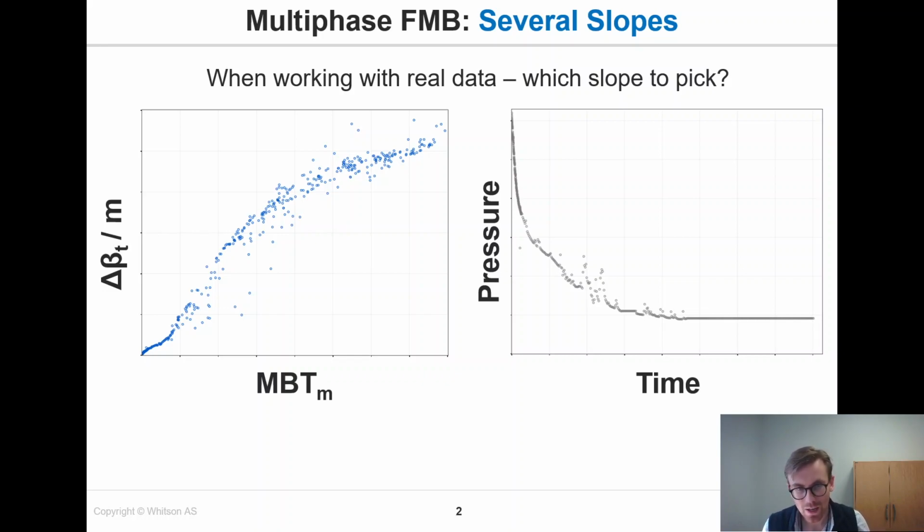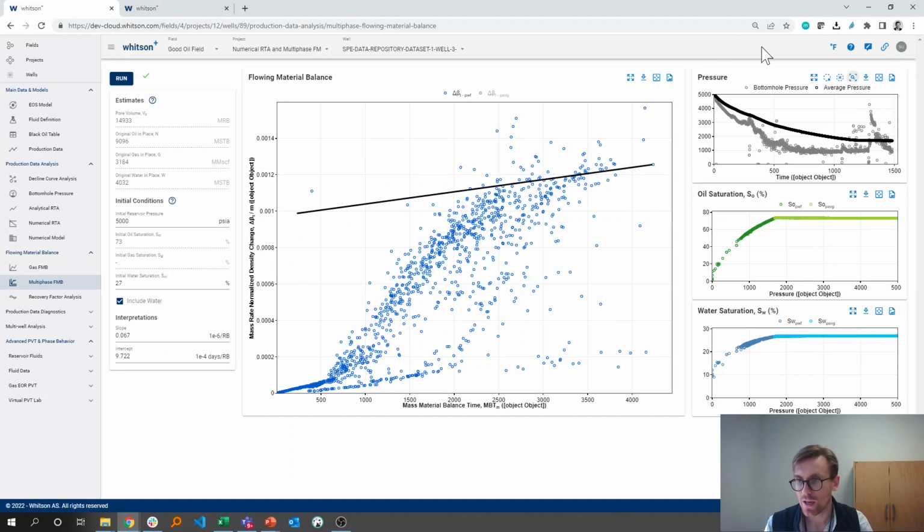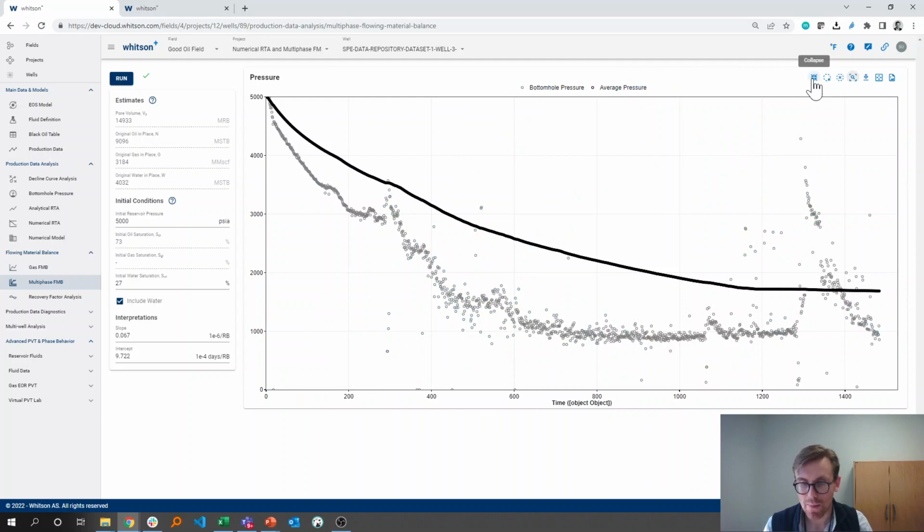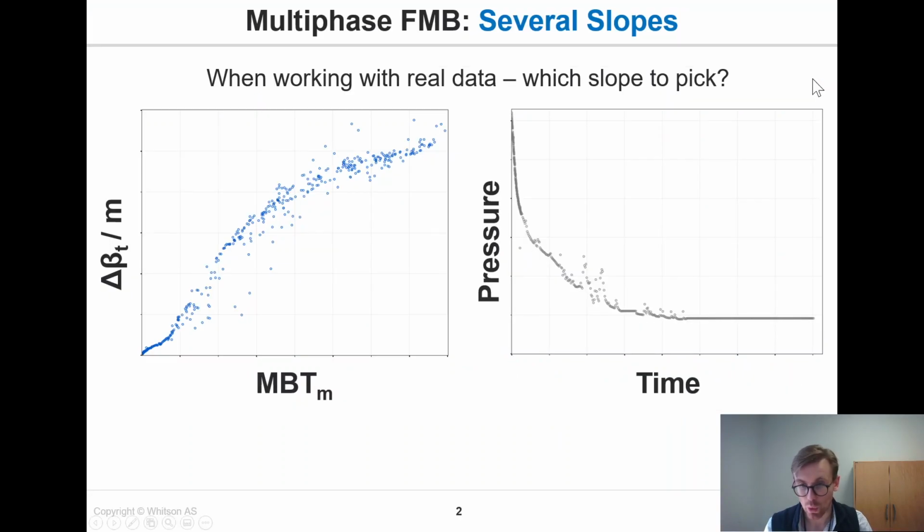But when you deal with real data, a lot of people look at the diagnostic plot and say, yeah, but here I see different slopes, multiple different slopes actually. So when you work with real data, the question is which slope should you actually pick? And that's where this associated plot to the right here, this pressure plot that you also see in Whitson Plus, becomes very, very important.